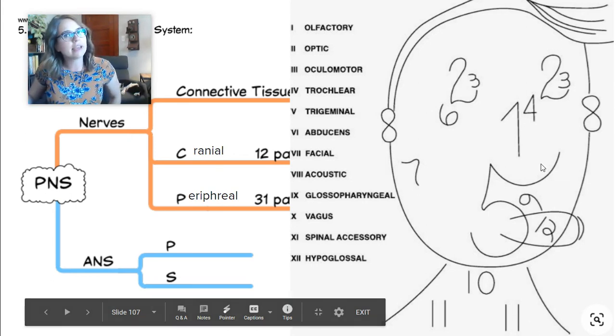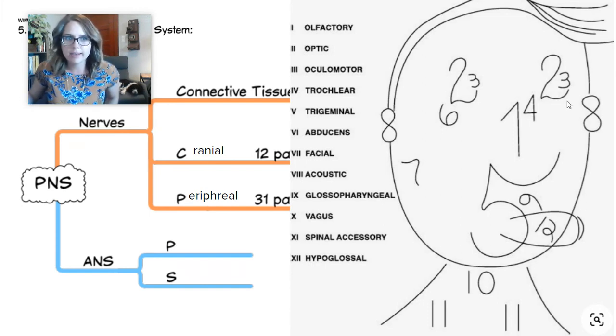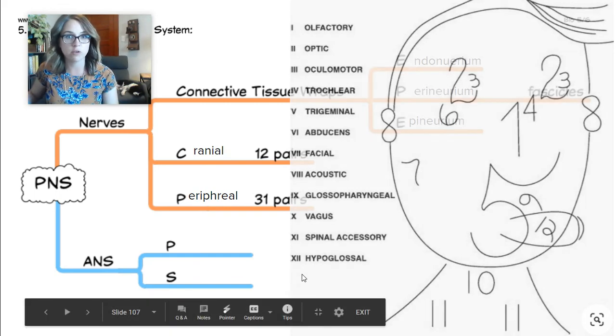So anyways, this picture is out there online. Just look it up, like memory helper for the cranial nerves. This will help you memorize them. You don't have to know any of this for the test. I just wanted to make sure you got this information somewhere, somehow from me.